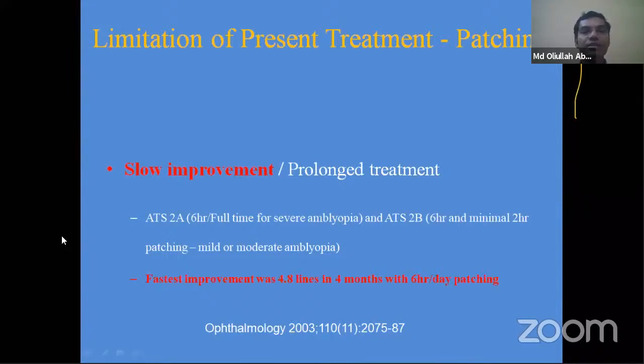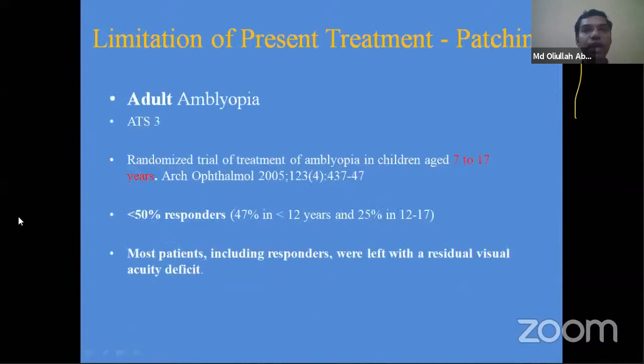The first trial reported visual acuity improvement of 4.8 lines in a 4-month period with a protocol of 6 hours a day patching. That was published in 2003. But usually it takes months and months. That is based on the practical experience that all of us have who have been doing amblyopia management for a couple of years now. Coming to the next one, adult amblyopes.